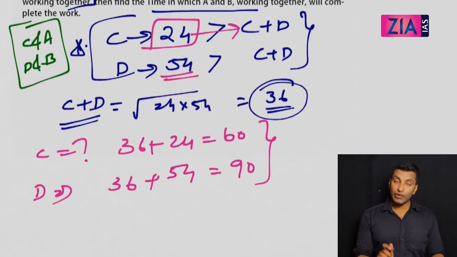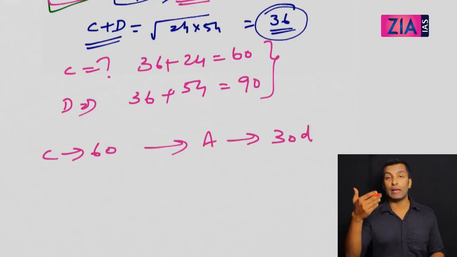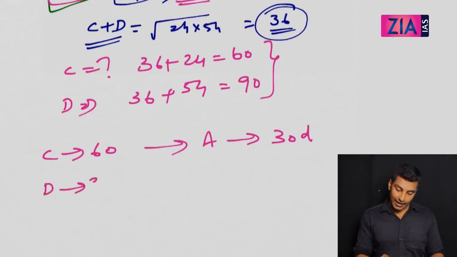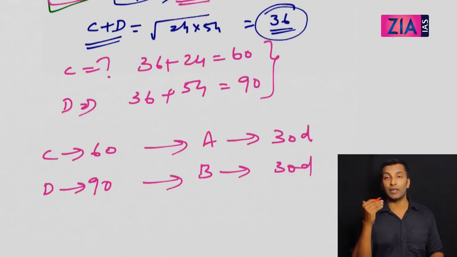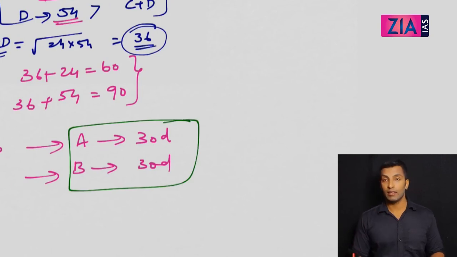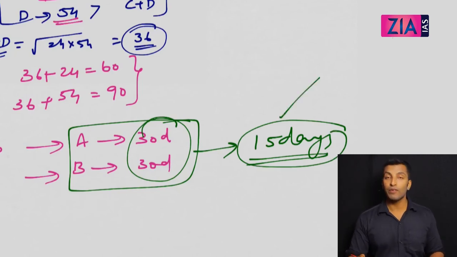Okay, now what else we can do is we know the relation between C and A. So we know C will take 60 days, so A will take 30 days. Why? A is 2 times as efficient, or C works half as fast as A, right? Similarly, D takes 90 days, so we know B will take 30 days because B is 3 times as efficient as D. So now what we understood, A takes 30 days, B takes 30 days. If both of them work together, this number of days will be reduced to half, that means 15 days. So the work will be completed if A and B work together in 15 days.